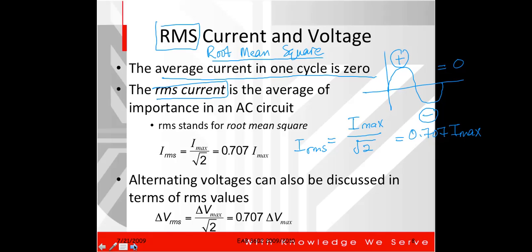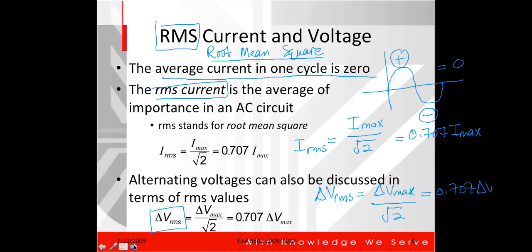So sama juga kalau you nak cari average voltage. Okay, so delta V RMS is equal to delta V max over square root of 2. So you akan dapat 0.707 delta V max. Okay.